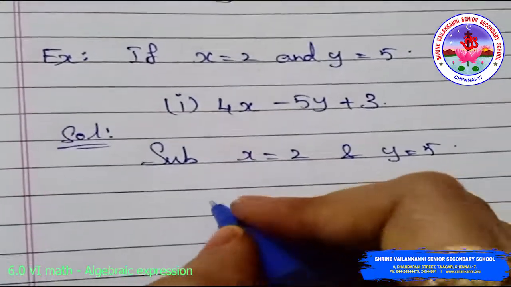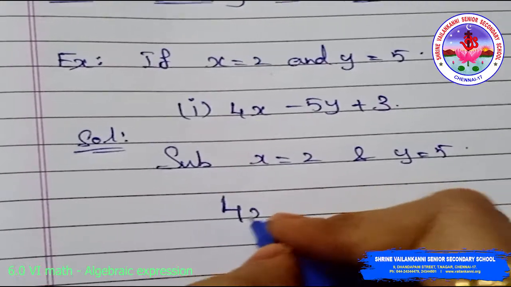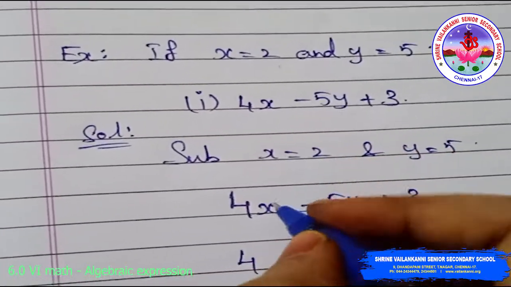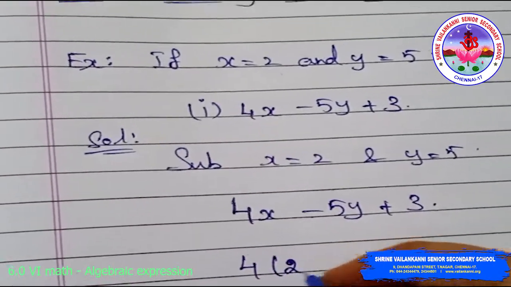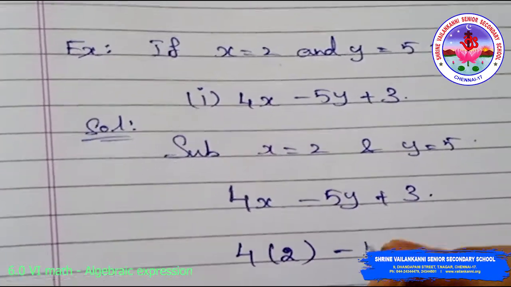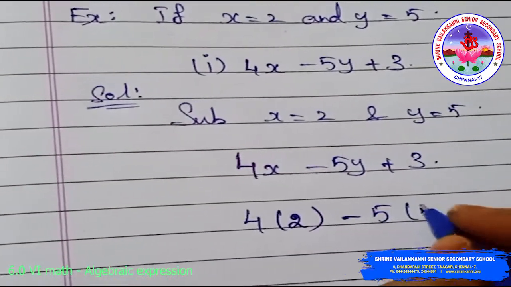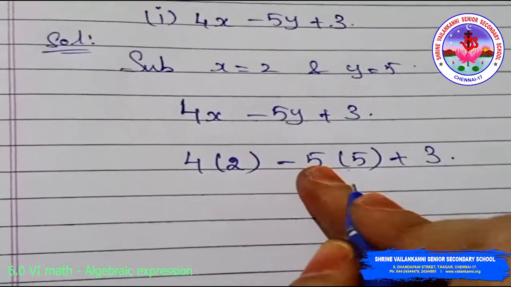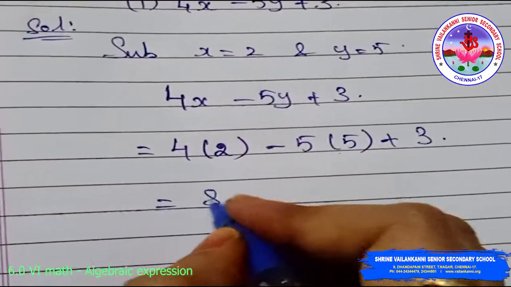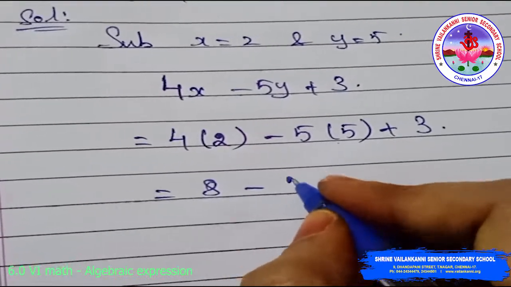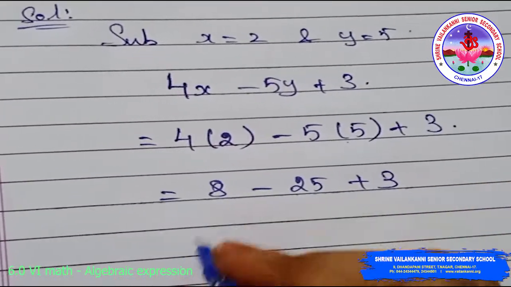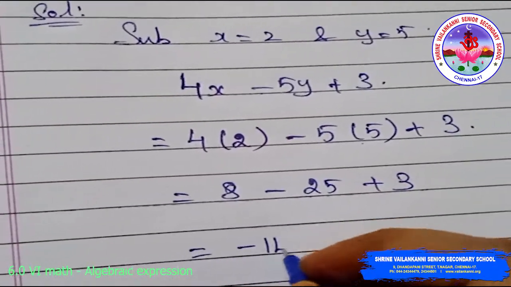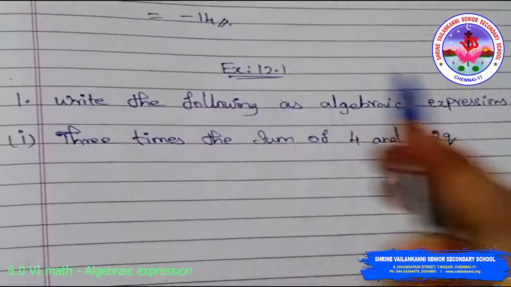So 4x minus 5y plus 3. Now substitute the value for x is 2. So 4 into 2 minus 5 into 5, that is, y value is 5, plus 3. 4 2s are 8 minus 5 5s are 25 plus 3 is equal to negative 14.